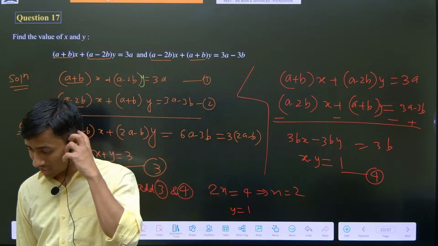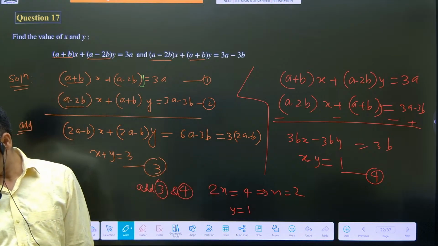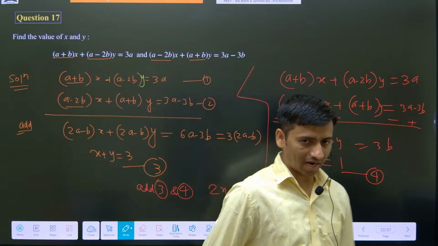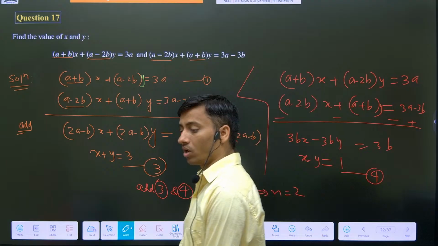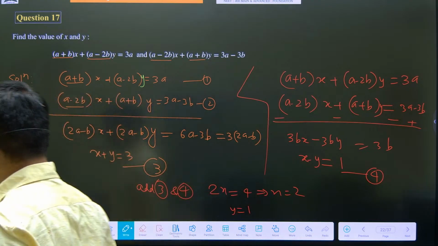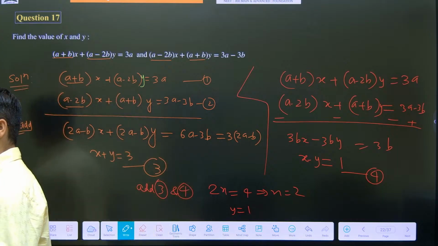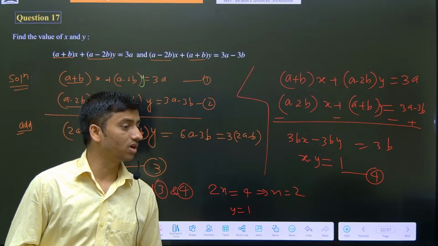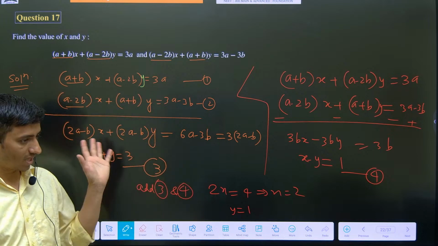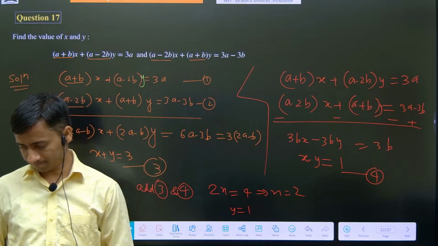Another good question might be there, the solution of this equation does not depend on a and b. One option may be that it depends only on a, another option will be depends only on b, and then one option will be where it is independent of a and b, right? This is a very good MCQ question. Even in JEE they ask this kind of question, guys. In JEE, it's a decent question for that.